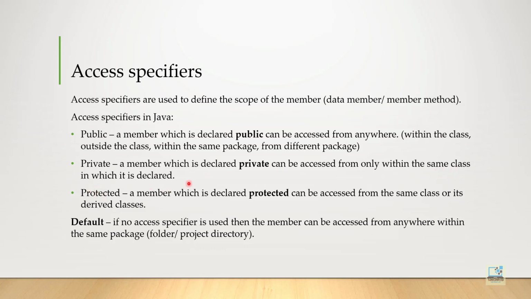Private. A member which is declared private can be accessed from only within the same class in which it is declared. Protected. A member which is declared protected can be accessed from the same class or its derived classes. Now there is one more access specifier. In fact, it is not access specifier. It is when you don't specify any access specifier. In that case, the member can be accessed from anywhere within the same package.